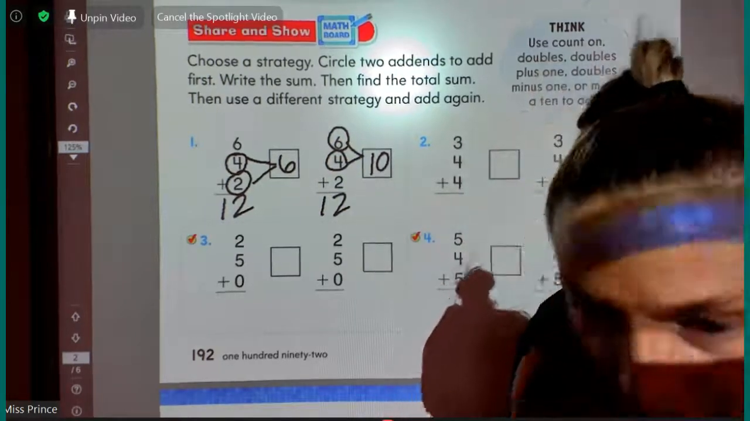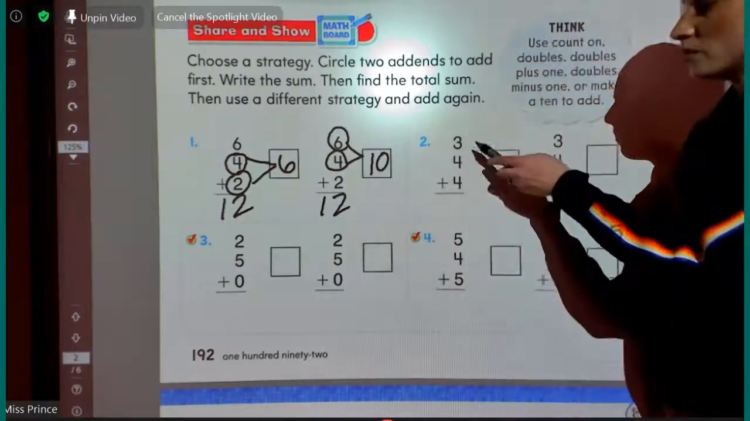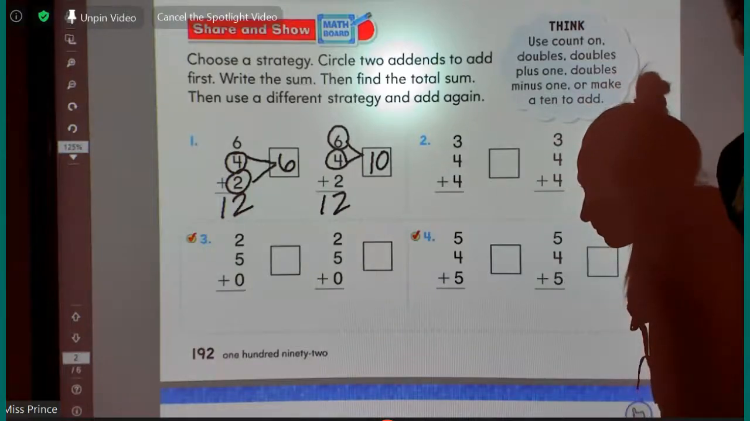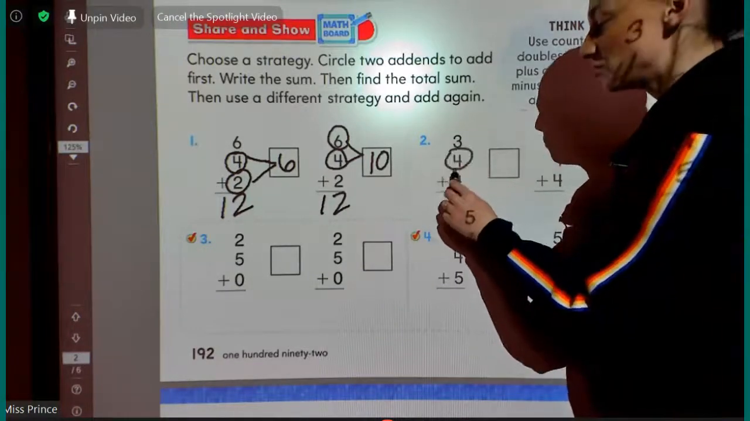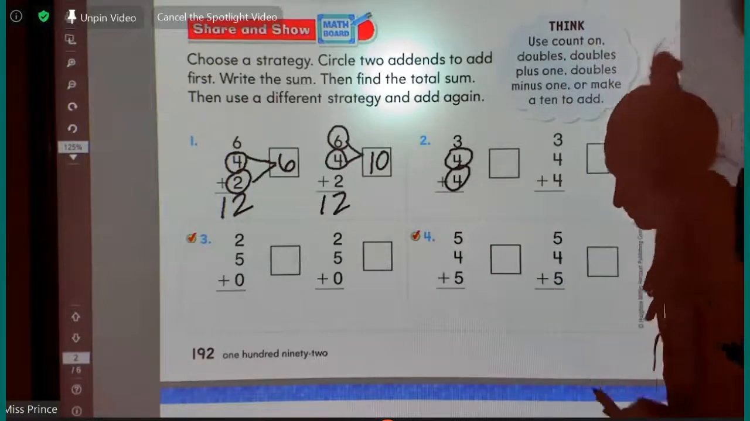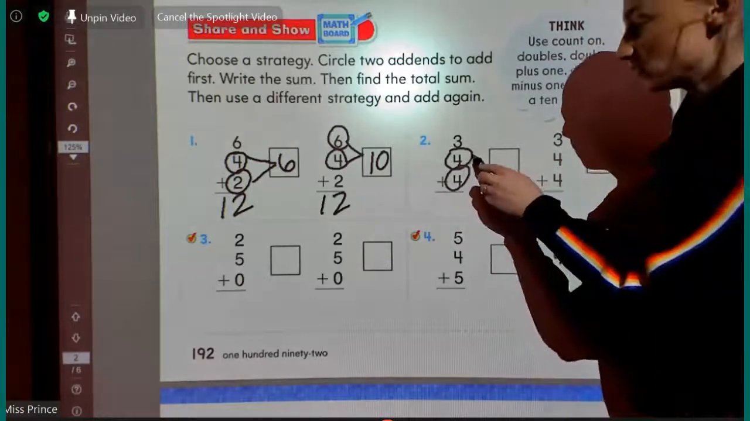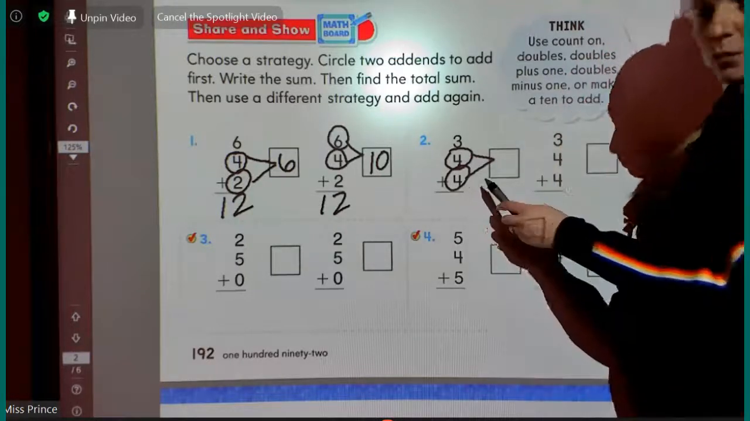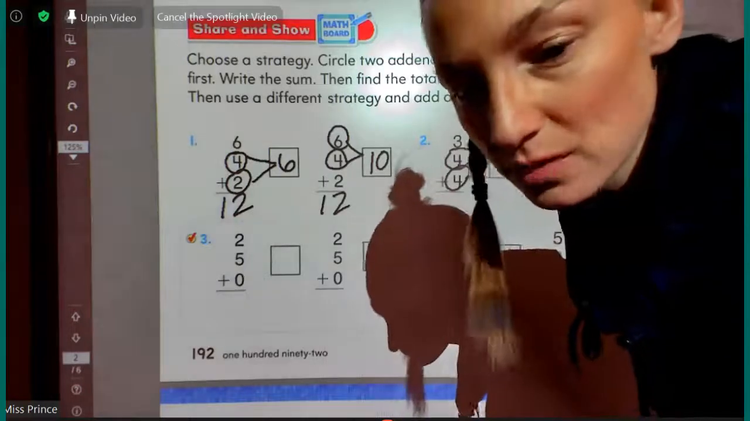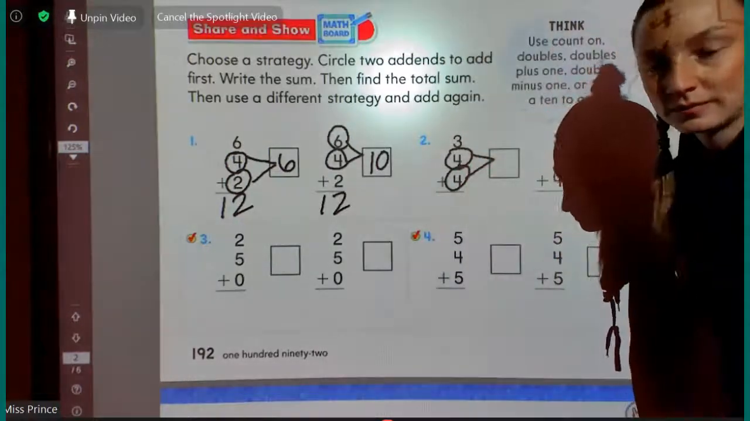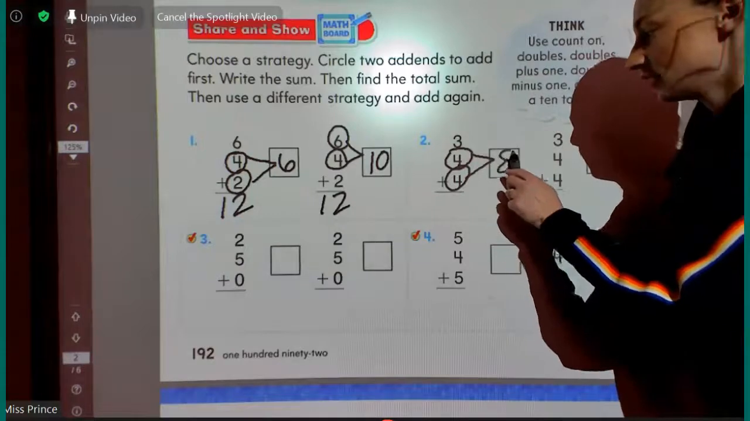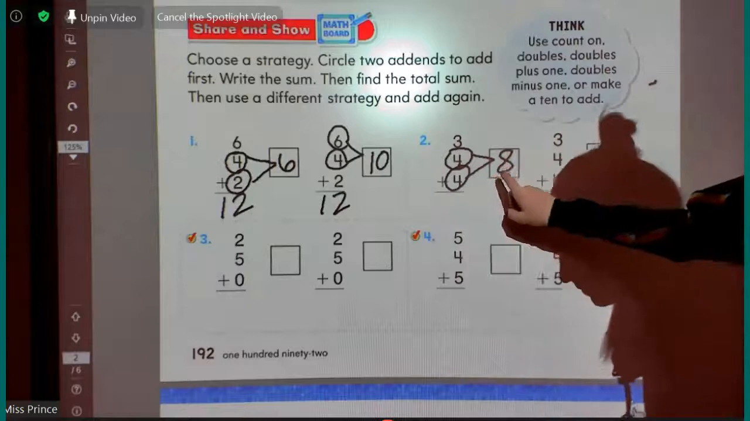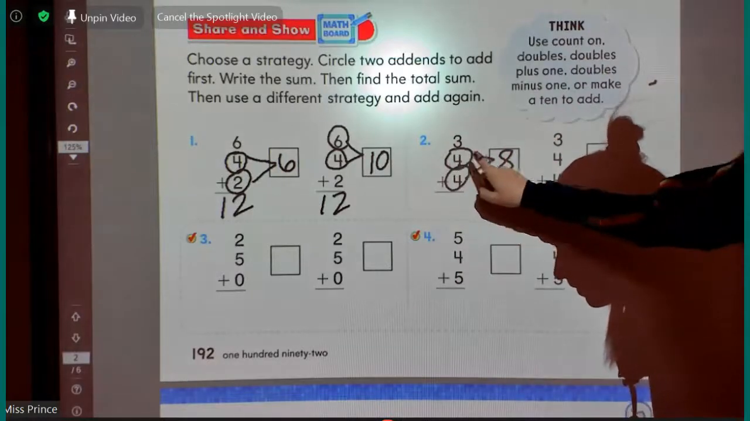Okay? All right, Sophia, choose 2 of these numbers to group together in this box. 4 plus 4. Why did you choose those 2? Because they're a double. And what does 4 plus 4 make? 8. So now we need to add 3 plus 8. And what do we get?